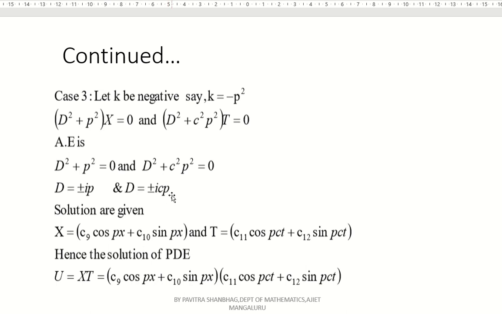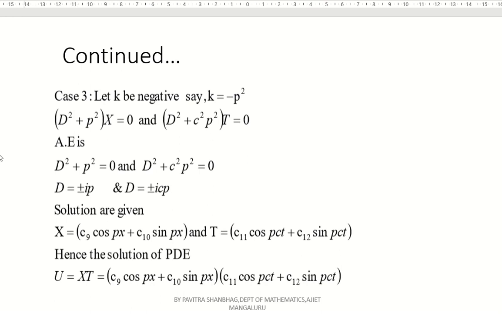Now roots are complex. That is one pair of complex roots, right? How to write? Already up to C8 we have used. Now e power 0x, C9 cos px plus C10 sin px. And what is capital T? E power 0t, here C11 cos cpt plus C12 sin cpt. So the product of this gives the solution, right? That is u equal to capital XT. The product of this gives us the direct solution. Understood?